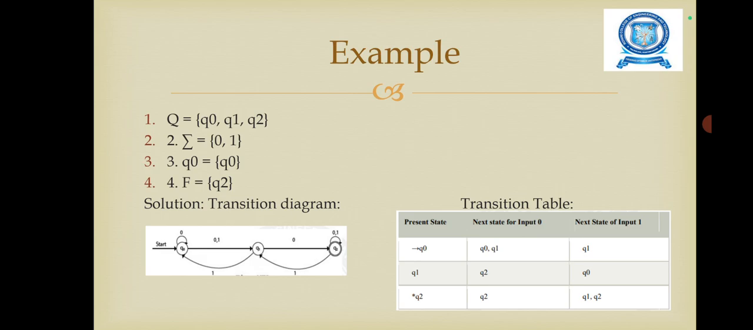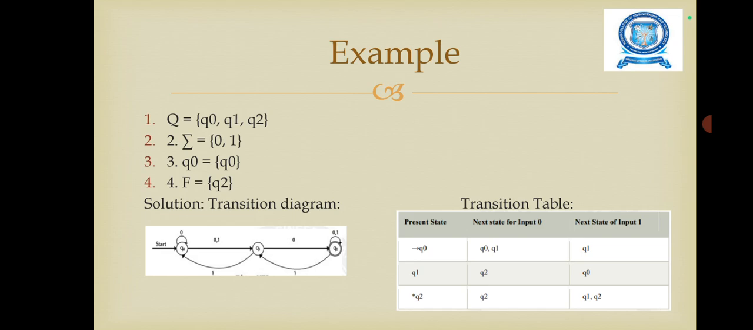Now we are going to see one example for non-deterministic finite automata. Q equal to Q0, Q1, Q2, sigma equal to 0, 1, Q0 equal to Q0, F equal to Q2. That means in the given question the states are represented as Q0, Q1, Q2. The input symbols are 0, 1. The start state is Q0 and the final state is Q2. Using these conditions, we are going to draw the transition diagram first. From the transition diagram only, you are going to draw the transition table.